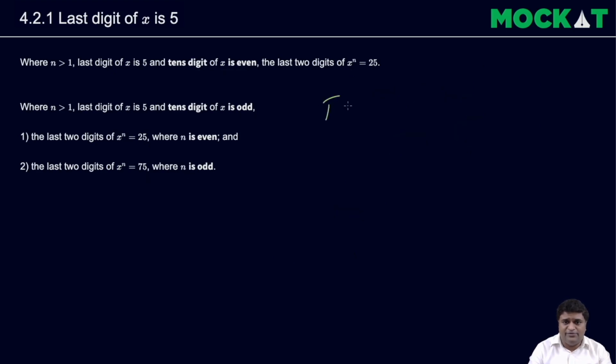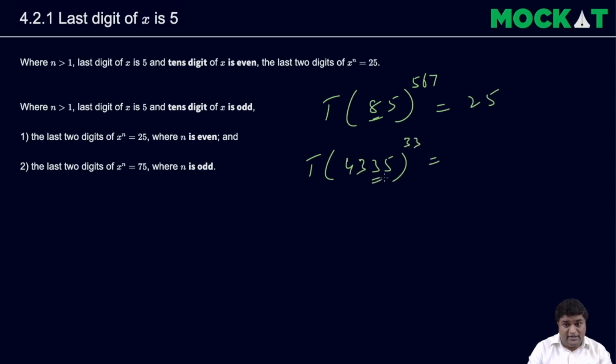So let's take a couple of them. All right, so t of 85 to the power of 567. Tens place is even over here, so it's 25. So what is 4335 to the power of 33? Tens place is odd, power is also odd, so it becomes 75.